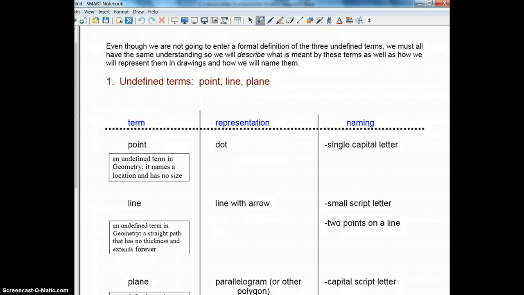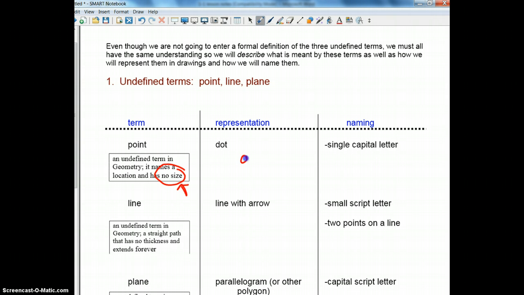A point is one of those undefined terms in geometry. It names a location and has no size. And that's what I'm talking about right there. How can we have a definition if it's undefined? Well, how can something exist without having a size? We still talk about the location and we still represent the location even though technically it doesn't have a size.